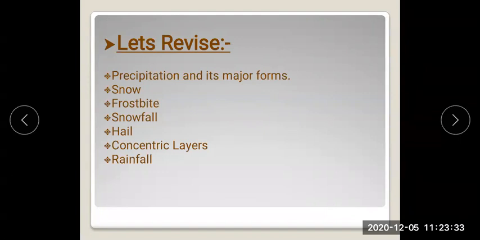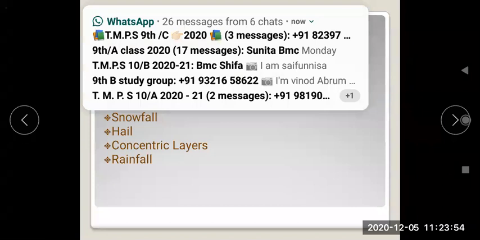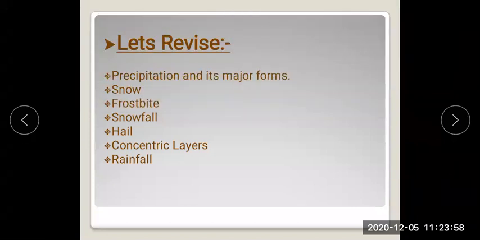Students, the concentric layers can be seen only when there is too much fall of hailstones. And hailstones occur because of gravity. Then last we have studied about the rainfall. Yes, generally we get water in the form of rainfall. Rainfall is what? When the water droplets cannot stay in the cloud, yes, because they are very heavy, then the rainfall comes down. This is the form of rain droplets.